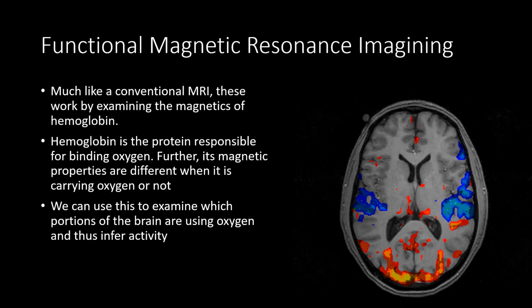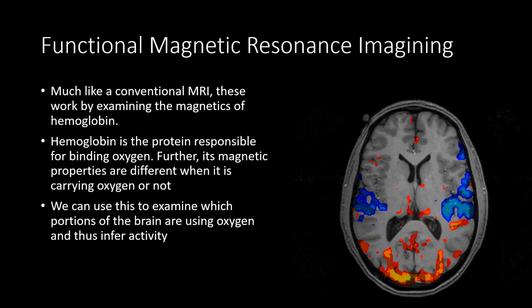Next, we have functional magnetic resonance imaging, which is very much like a conventional MRI, except instead of just looking at protons, it is looking specifically at hemoglobin molecules. Now, a hemoglobin molecule is what binds oxygen. It is what allows us to carry oxygen throughout our blood, and it is also what makes our blood red, largely. Now, hemoglobin has different magnetic properties when it is carrying oxygen and when it is not.